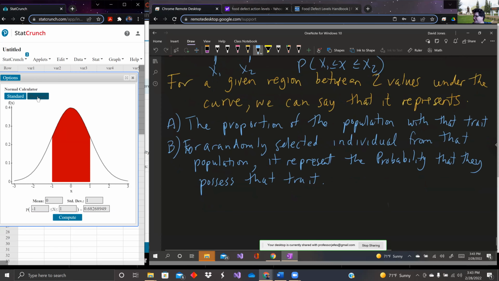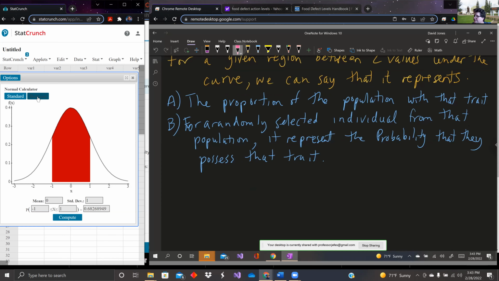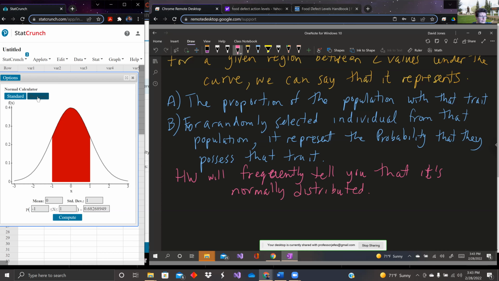The homework will frequently say that it is normally distributed. Like the Poisson one tells you it's Poisson, this one will tell you that it's normal.